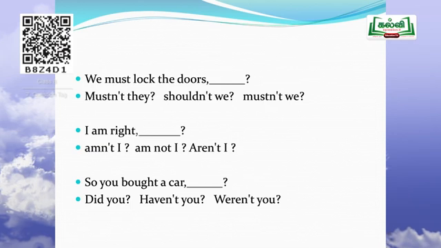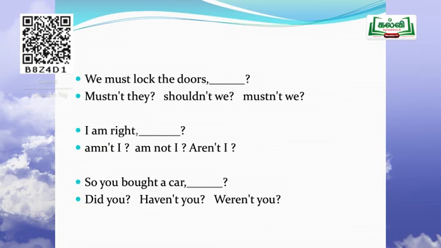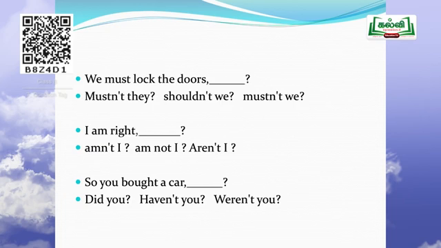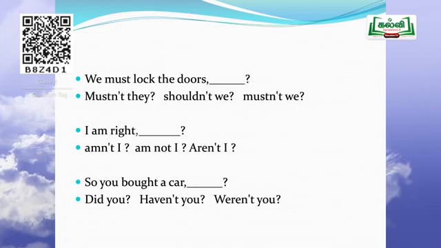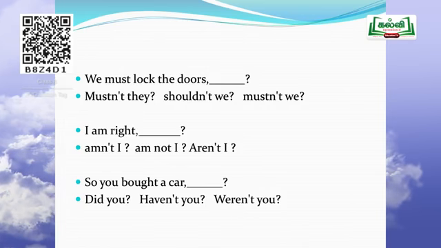I'm right. What is the tag? Aren't I? So you bought a car. What is the tag? Didn't you? Good. So with this, we move on to the next grammar item.